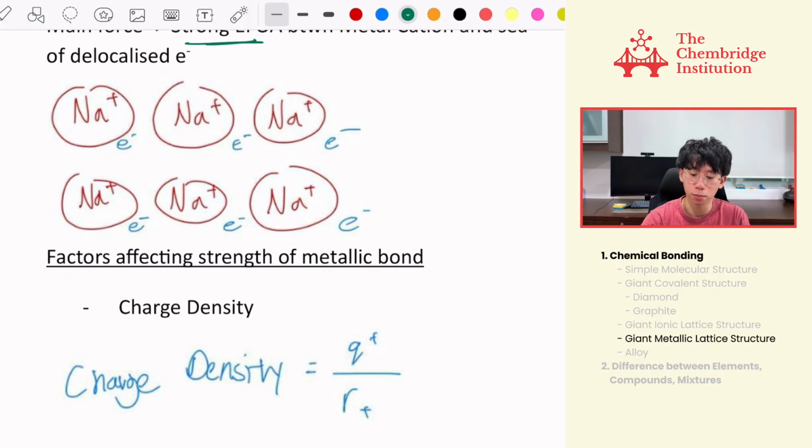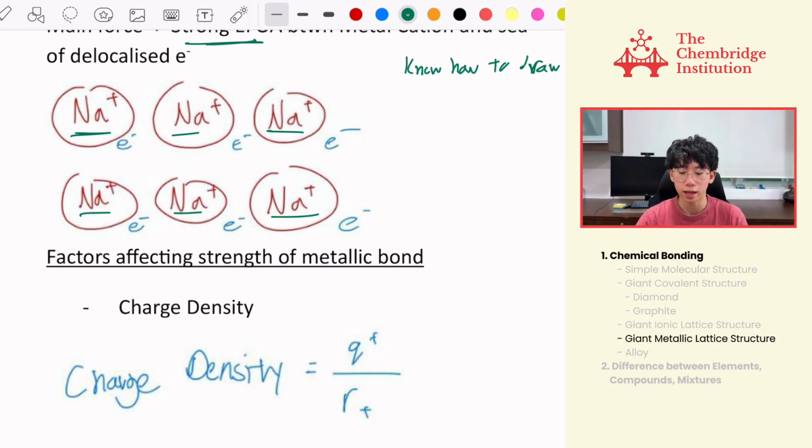And here's a little diagram which you must absolutely know how to draw, where your cations are little blobs over here, right? And they have electrons that are delocalized. It seems as though the electron is kind of tagged to the ion, but the electrons are actually delocalized, so they're actually flowing, and they're not in one particular spot.